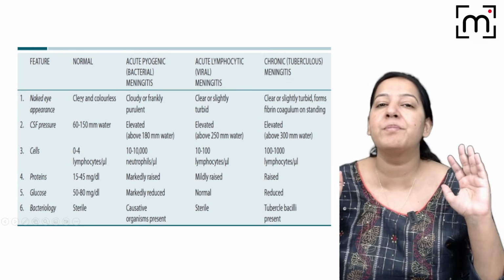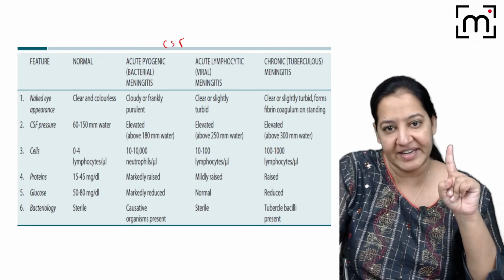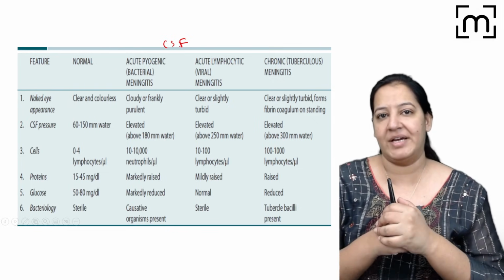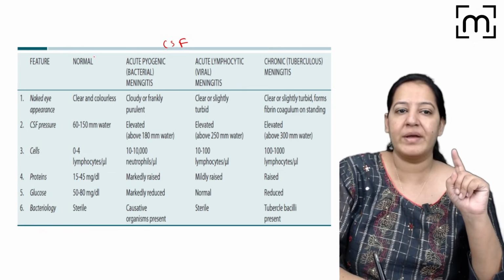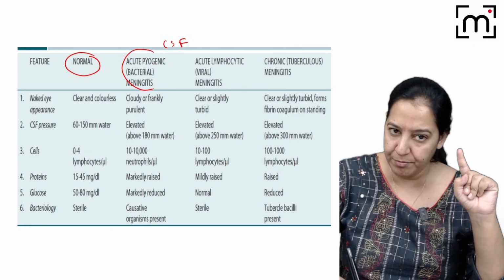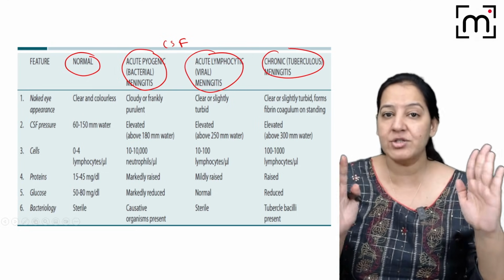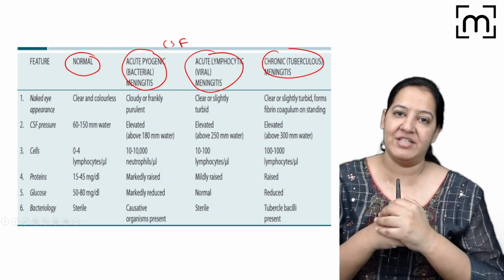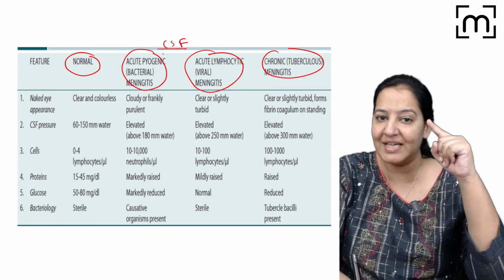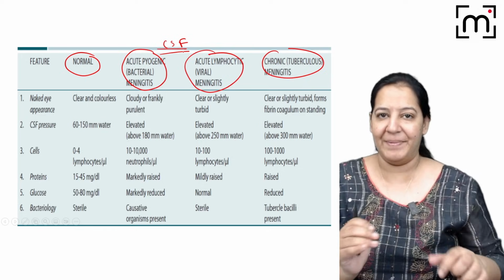Now this table is going to be the master table, regarding the CSF findings, which can differentiate the 3 types of meningitis. Right. Now in this table you can see the normal CSF findings. You have to compare the normal with acute bacterial, acute viral and chronic meningitis, based on which you can differentiate the 3 types of meningitis. So we will study the 3 types of meningitis in detail based on their CSF findings, and in the end we will see this table. We will compare it, right?